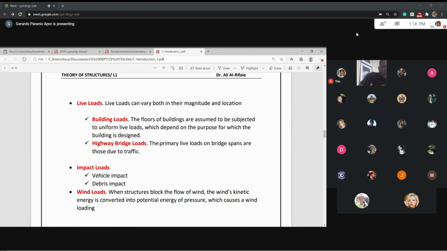Live loads can vary both in their magnitude and location. Okay, building loads: the floors of buildings are assumed to be subjected to uniform live load, which depends on the purpose for which the building is designed.